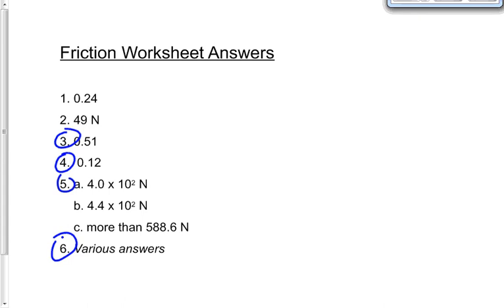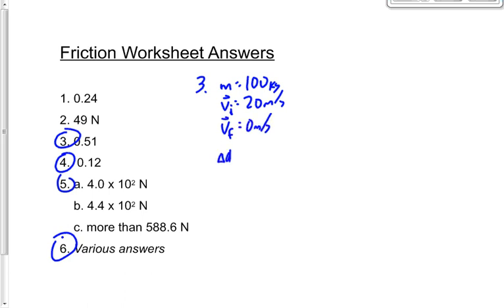Number 3 says, a 100-kilogram object moving at 20 meters per second comes to a stop over a distance of 40 meters. What's the coefficient of dynamic or kinetic friction between the object and the ground? So we start off in number 3 with a mass. We start off with an initial velocity, which is 20 meters per second. Final is 0 because it comes to a stop. And the displacement is going to be 40 meters.